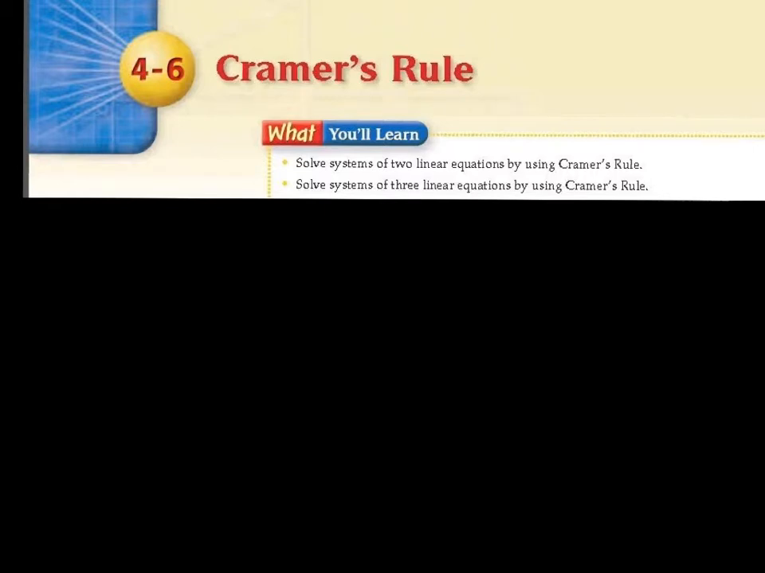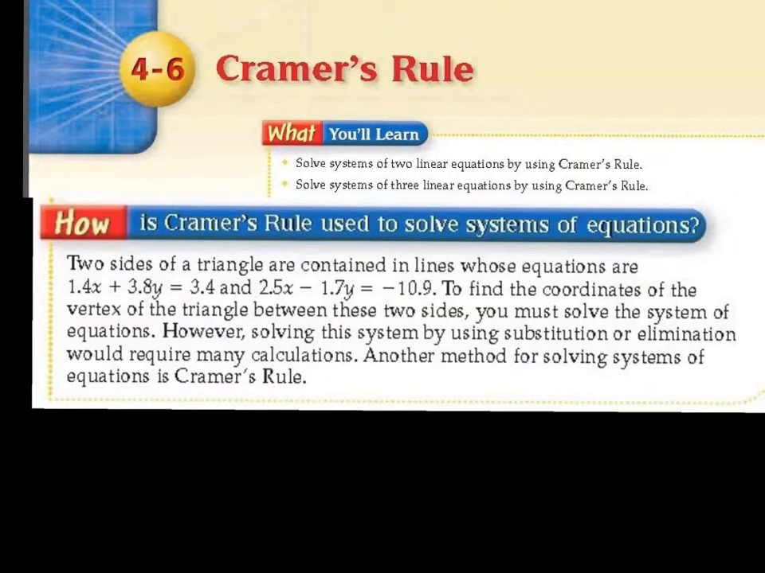Why would you want to be able to evaluate determinants? Well, Cramer's rule is a kind of handy-dandy reason. We're going to look at how to solve systems of 2 and 3 linear equations by using Cramer's rule. How is Cramer's rule used to solve a system of equations?